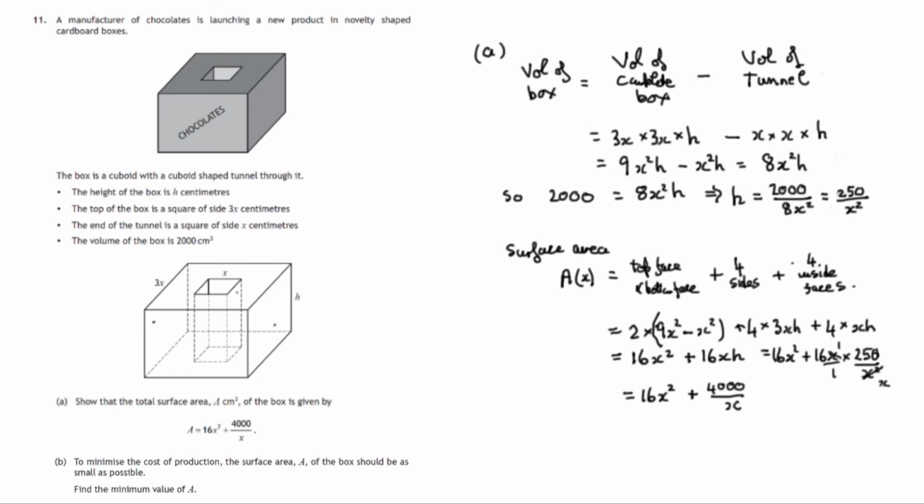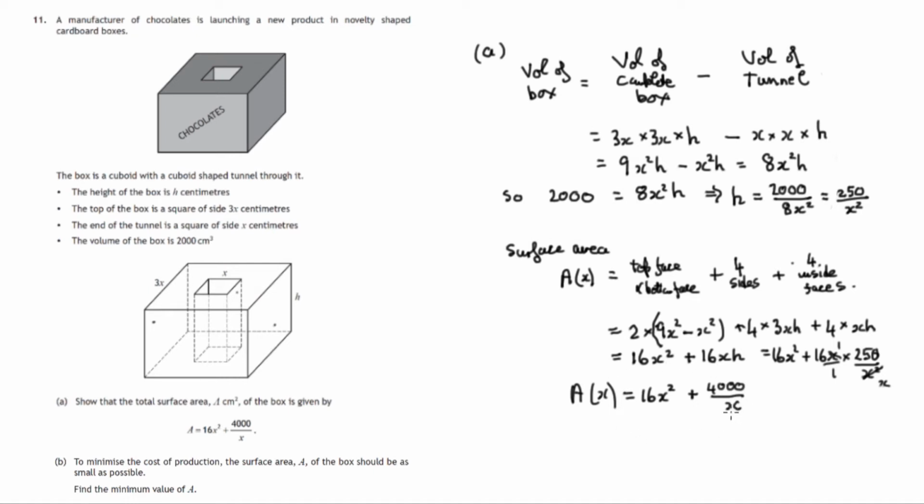Let's have a look at part B. We're told that to minimise the cost of production, the surface area, which is given by this expression in terms of x, of the box should be as small as possible. And we have to find the minimum value of this expression. That's A of x equals 16x squared plus 4,000 over x. We have to find the minimum value of that.